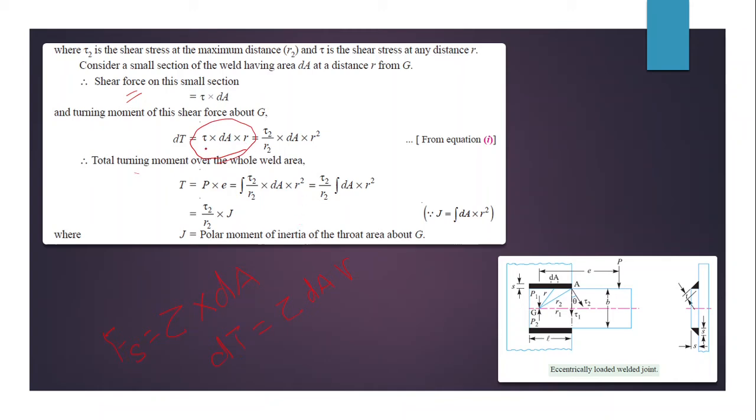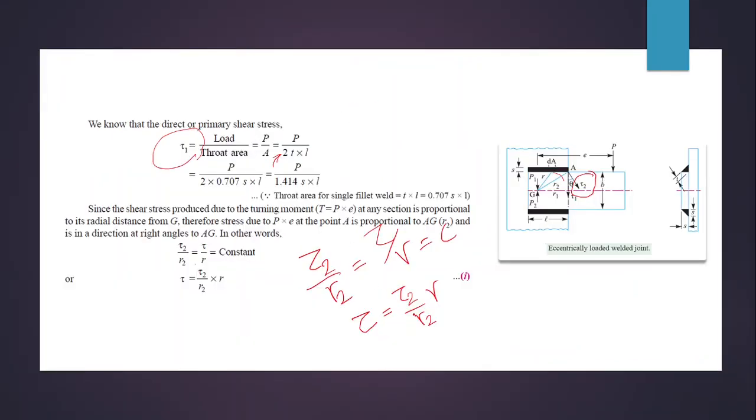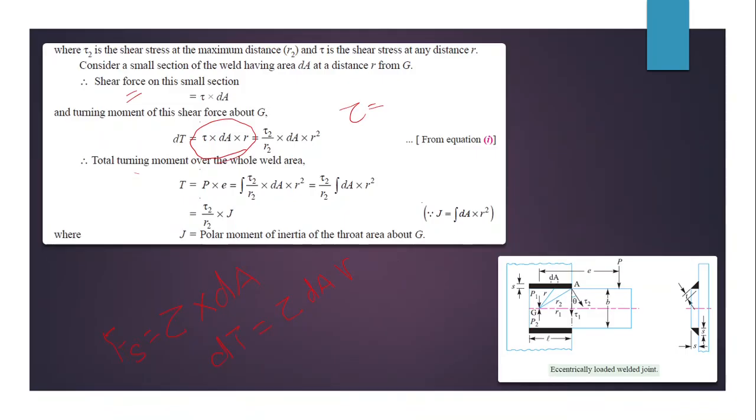And we can substitute tau. We already calculated that tau is equal to tau 2 by R2 into R. We can substitute tau as tau 2 by R2 into R. Then we will get this dT as tau 2 by R2 into dA into R square.